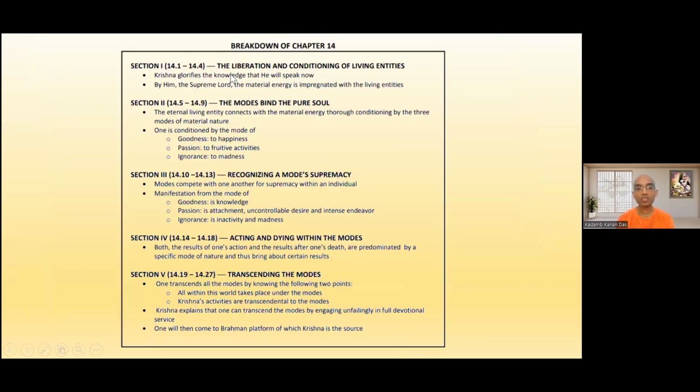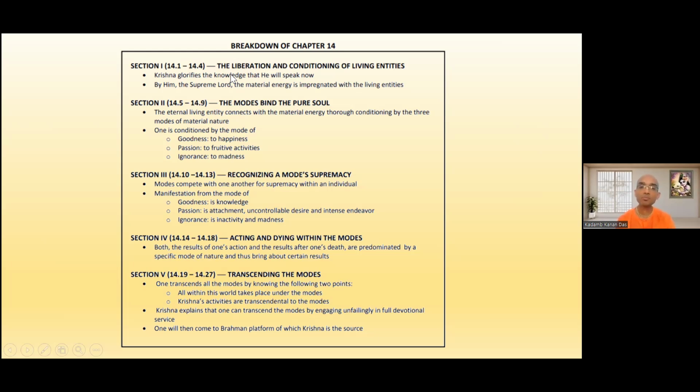So this entire chapter has around 5 sections. The first section, the first 4 verses, discusses how the living entities are conditioned in this world, basically because of the 3 modes of energy. The second section discusses how the modes bind us, even if we want to act a certain way: how goodness conditions one to happiness, how passion conditions one to fruitive activities, and how ignorance conditions one to madness.